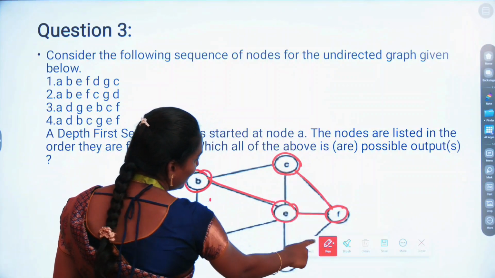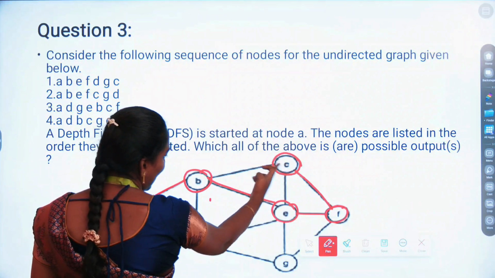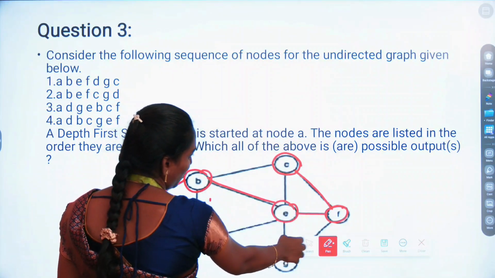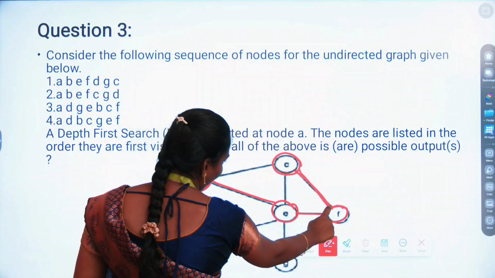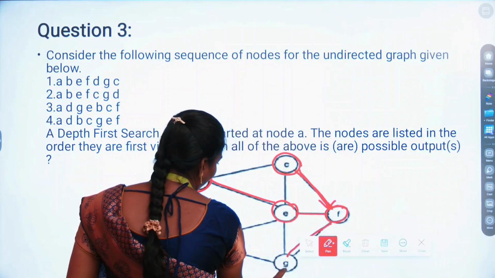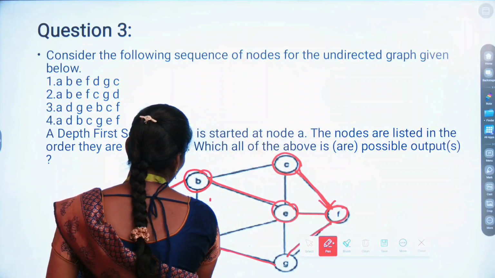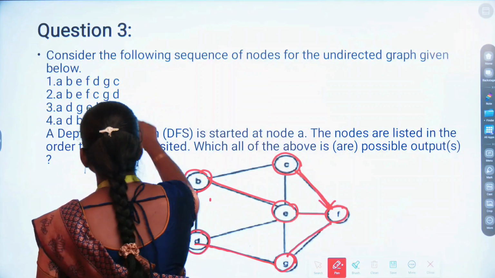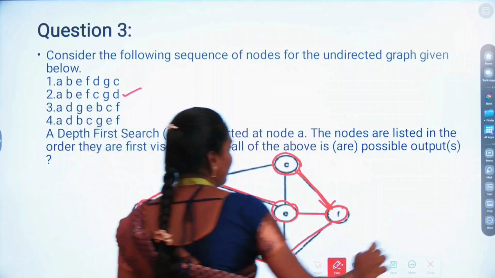How come it reaches? Let us see whether C has reached all the adjacent nodes. Yes, it has reached all the adjacent nodes. So hence, it does the backtracking process and then it reaches the node G. And then from here it reaches the node E. So this is how the process takes place. So hence this option is correct.